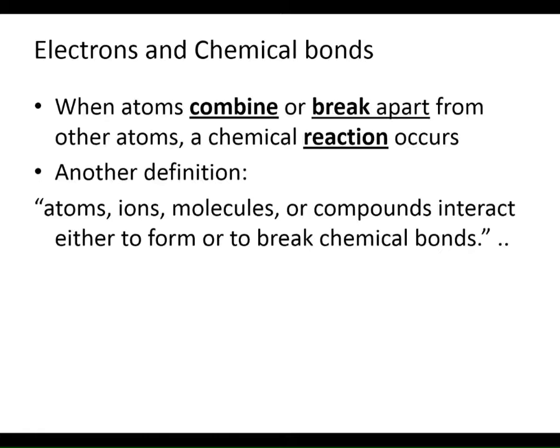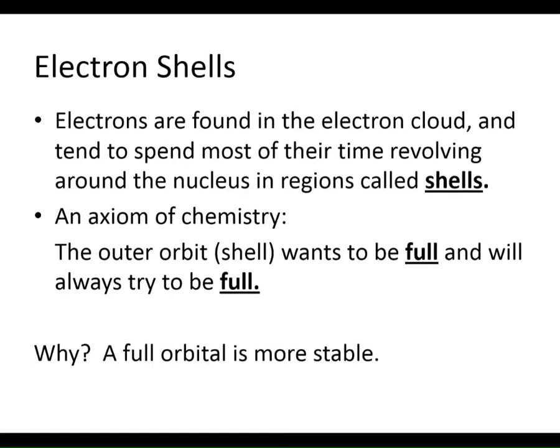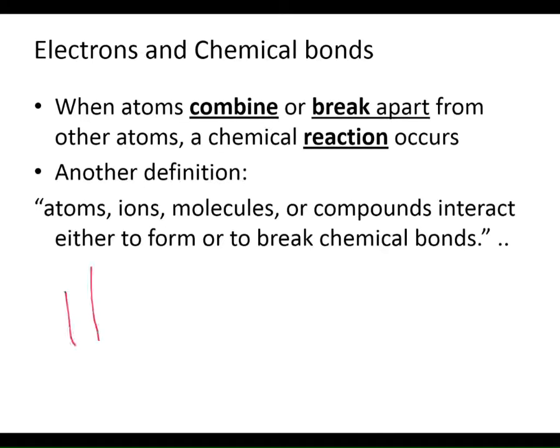So electrons, I should read this to you first. When atoms combine, when oxygen and hydrogen combine to make water, because H2O, what do we have to have? Two hydrogens and an oxygen, right? And so when those atoms combine, there's always going to be an interaction of electrons. So when atoms combine or break apart, there's always going to be a movement of electrons, and we're going to say that's a chemical reaction.